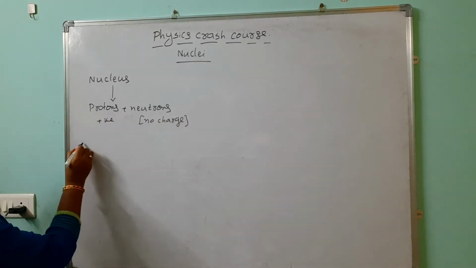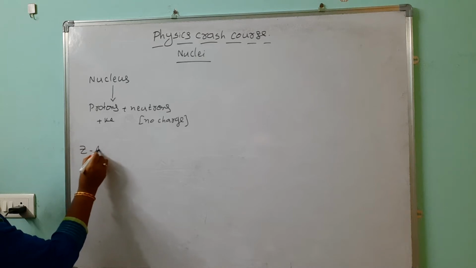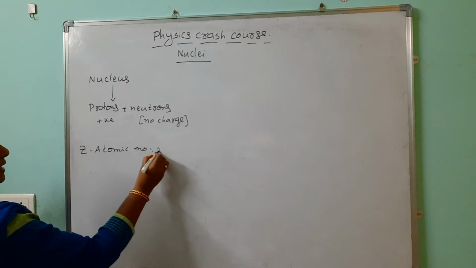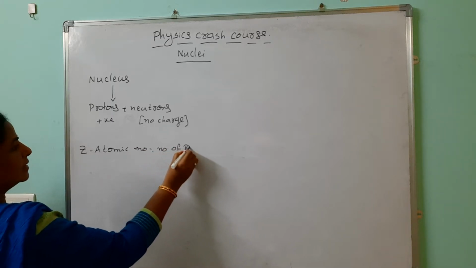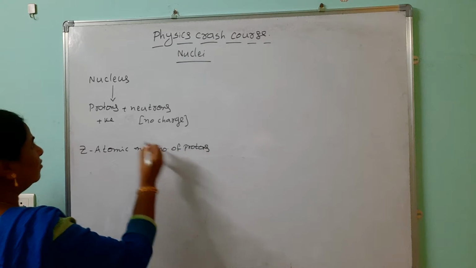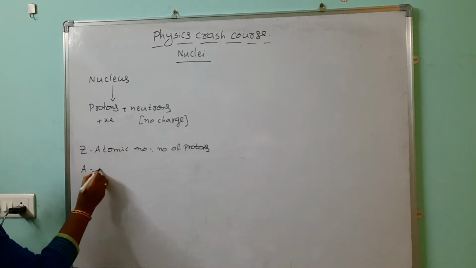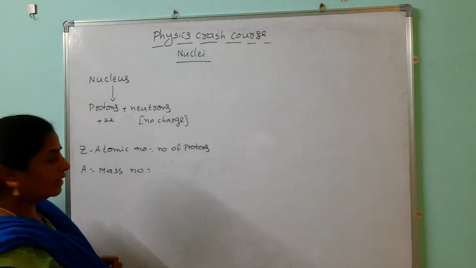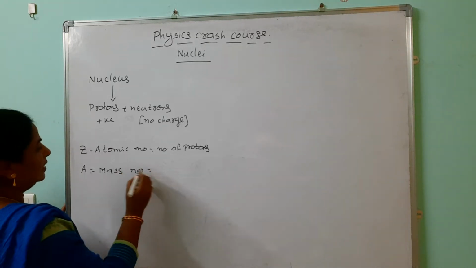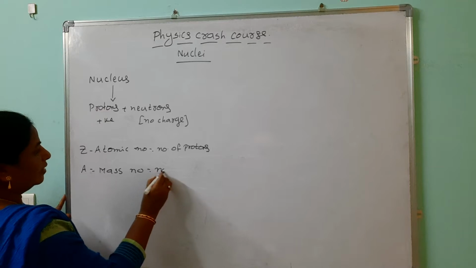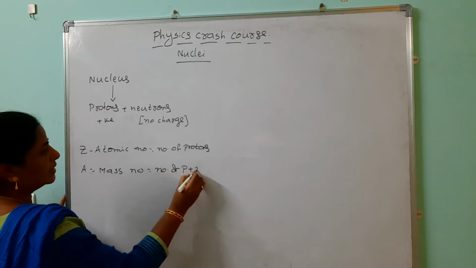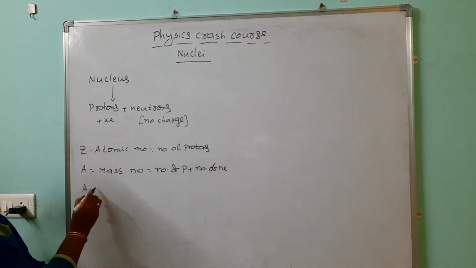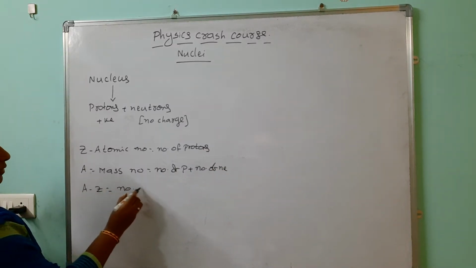Then we are going to remember that Z is the atomic number, and it is nothing but the number of protons. And A is the mass number. It is the combination of both protons and neutrons, so you can say the number of protons plus the number of neutrons. Then A minus Z is giving the number of neutrons.